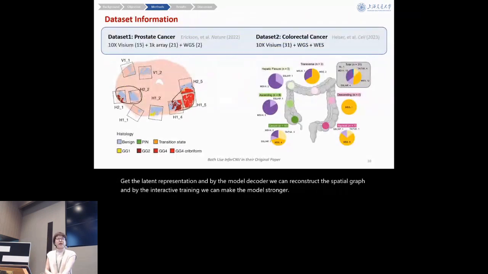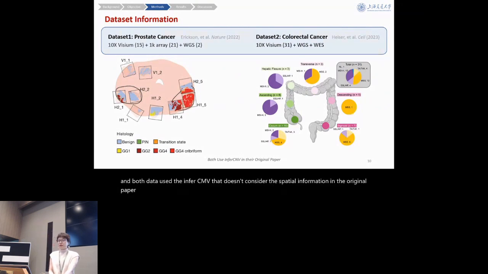So about the data, here we use two data sets of prostate cancer and colorectal cancer. And both data use the inferred CNV that didn't consider the spatial information in the original paper. And they are using 10x Genomics spatial omics with the whole genome sequencing method.